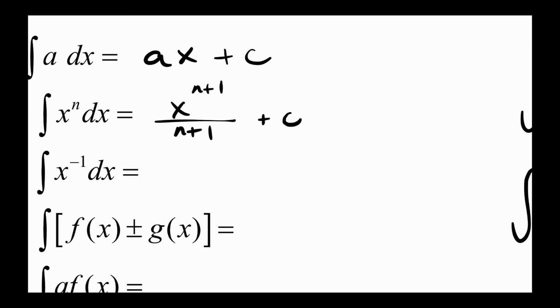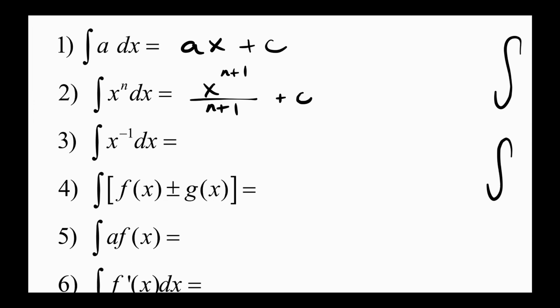We had this one, right? X to the -1. What did we say was going to happen when we had that? That's the natural log of x. So anytime you see that, natural log of x. Don't even do power rule because it won't work.